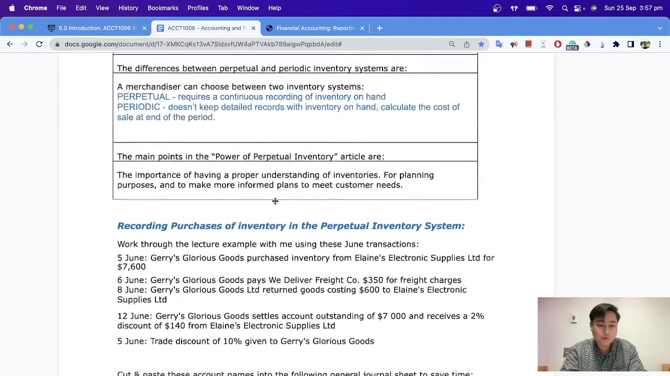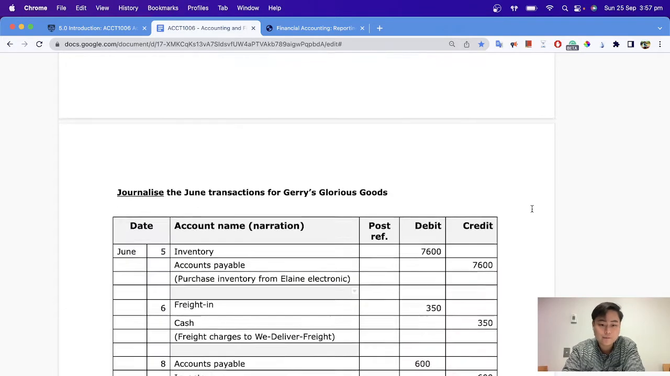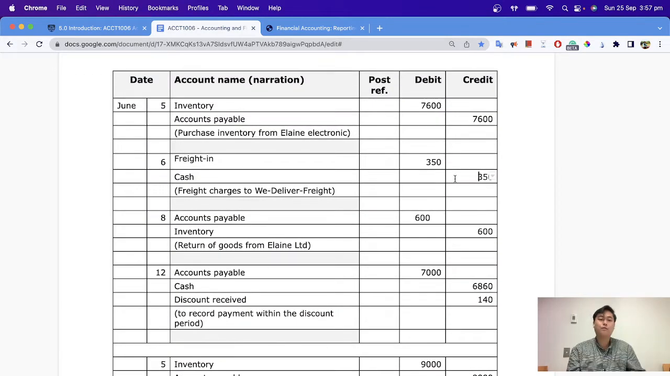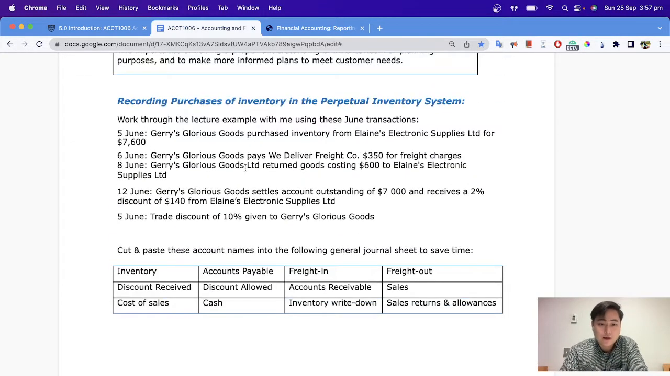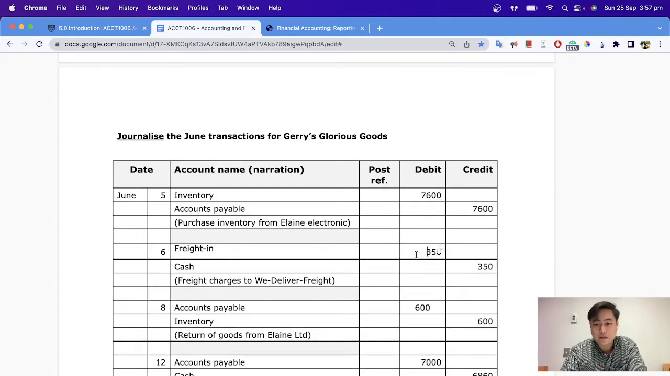Second, we see on the 6th of June, Jerry's Glorious Goods pays We Deliver Freight Company 350 for freight charges. If you purchase inventory, it doesn't just magically teleport to your inventory warehouse. You have to pay freight or transportation costs. Since Jerry is the one paying instead of Aileen, in this case, Jerry has to record a debit of 350 and a credit to cash of 350.